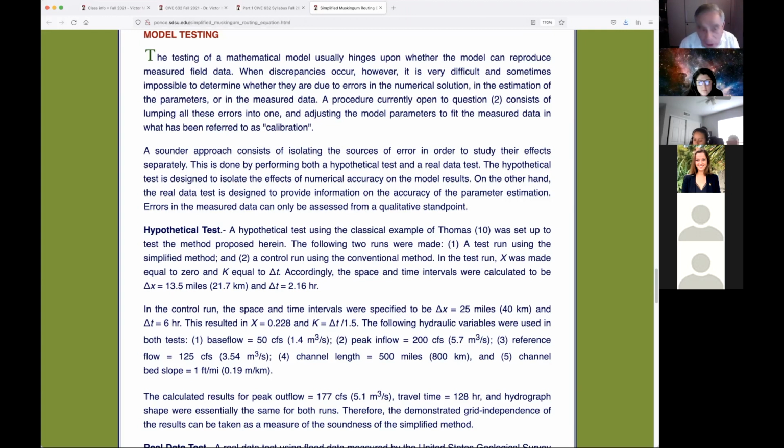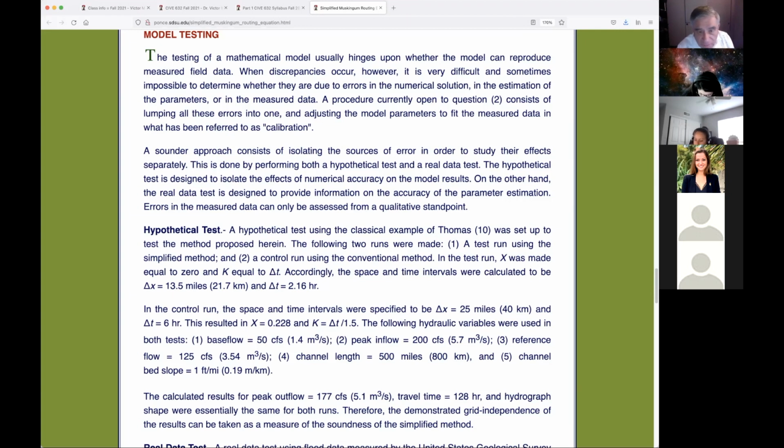That is not correct. A sounder approach consists of isolating the sources of error in order to study their effects separately. That's why we insist that when you develop a model, you should test stability and convergence first. First, stability, because without stability, you've got nothing. But once you have stability, you could still have non-convergence. And therefore, a modeler should be confident that you're doing the right thing from a numerical standpoint. And for that purpose, you've got to understand what we're going to teach you this semester.